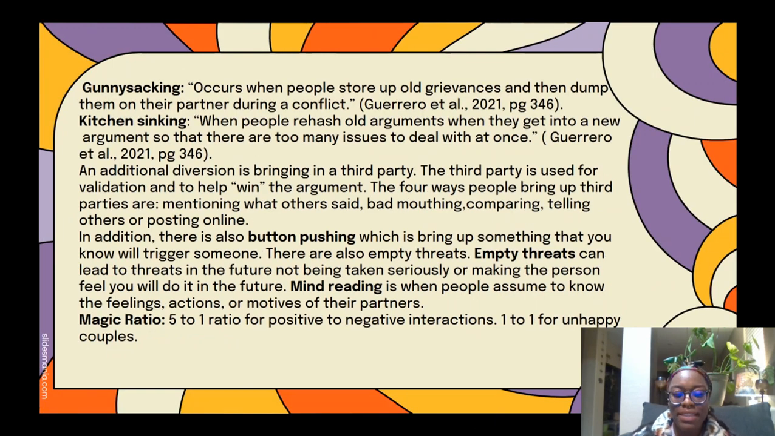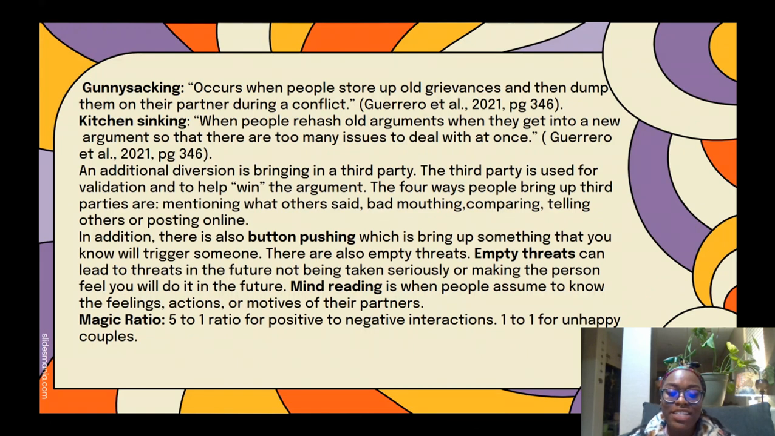So there are methods to negative reciprocity. The first one is gunny sacking, which occurs when people store up old grievances and then dump them on their partner during conflict. So this would be me bringing up maybe something that my partner did in 2022 and then bringing it up now in the argument that we're having to kind of distract them and take the heat off me.